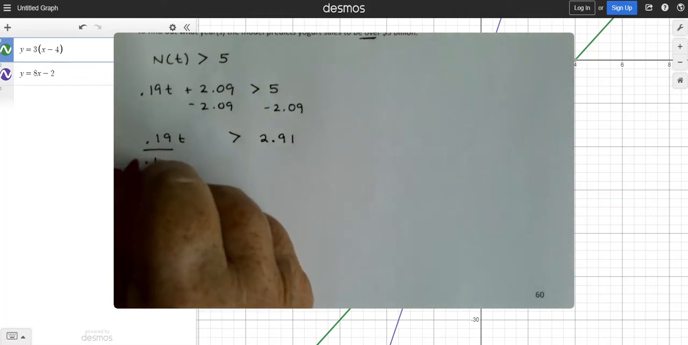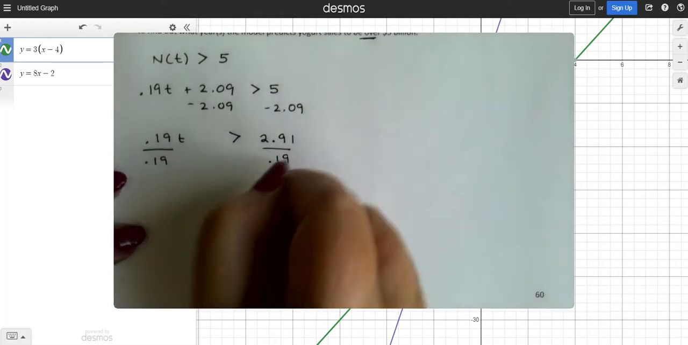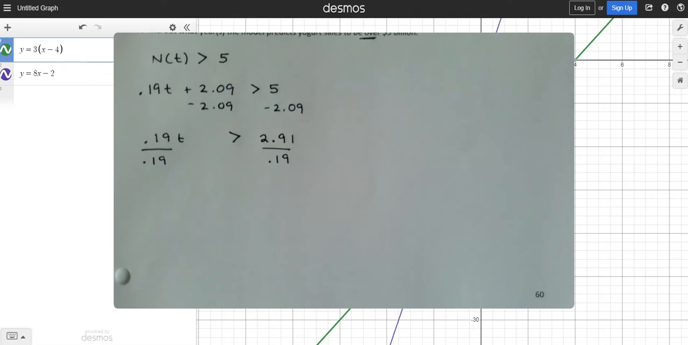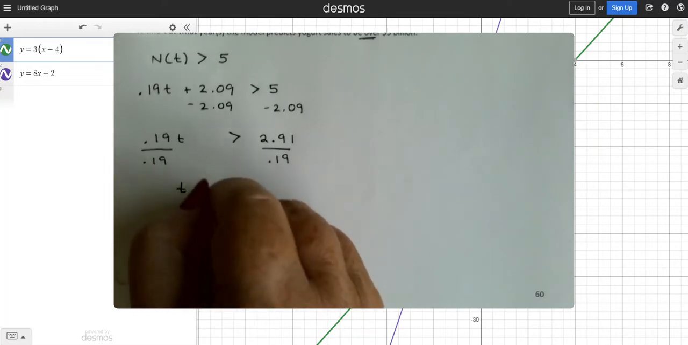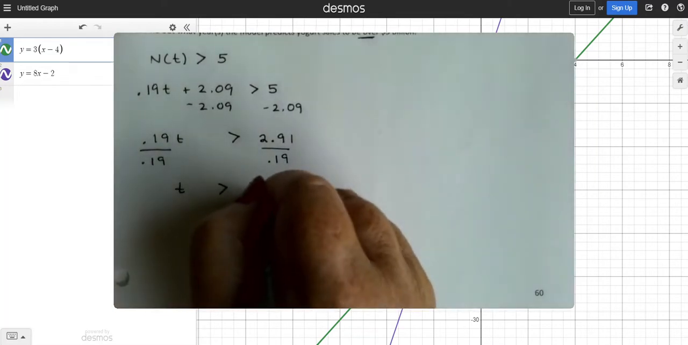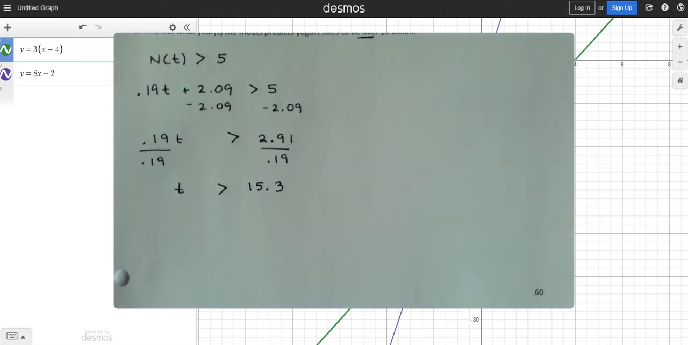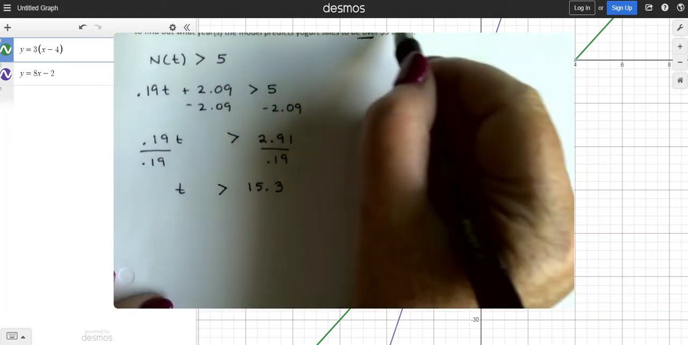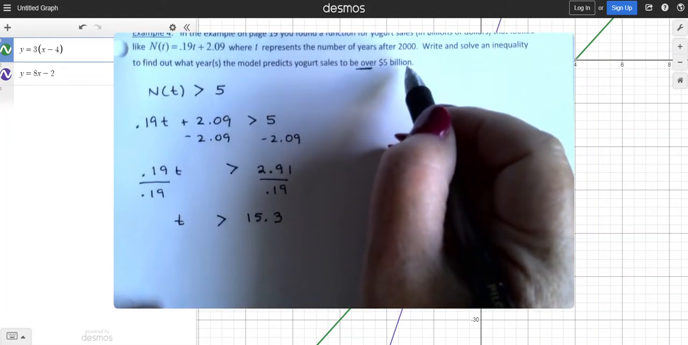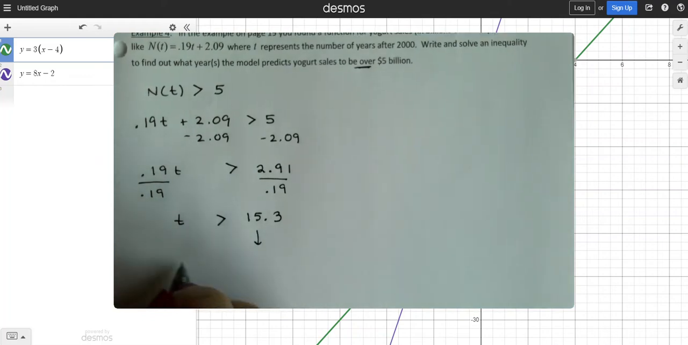And then I have to divide by 0.19. Notice I'm dividing by a positive number this time, so I do not have to reverse my inequality. I just need 2.91 divided by 0.19. And I get t is greater than 15.3. So let's see. T was years after 2000. So this would be after, right? Because it's greater than, 2015.